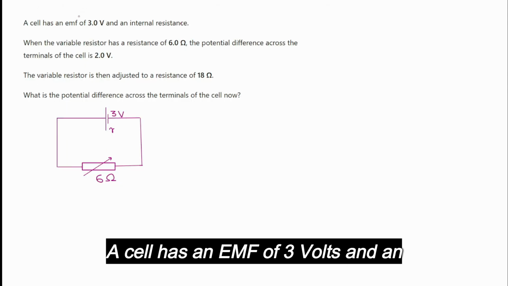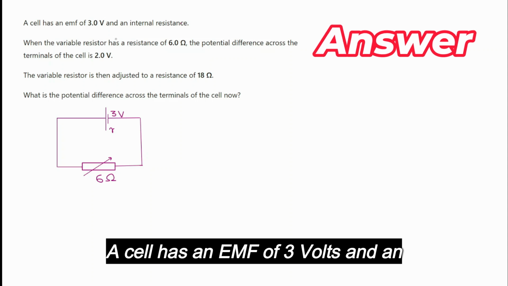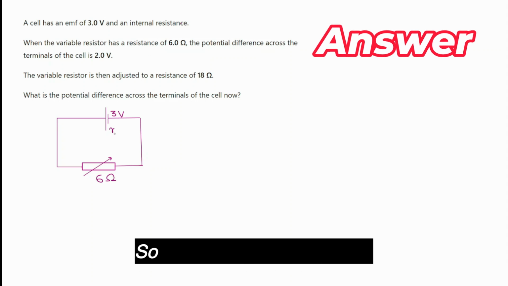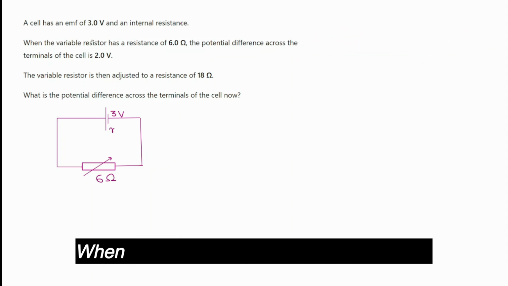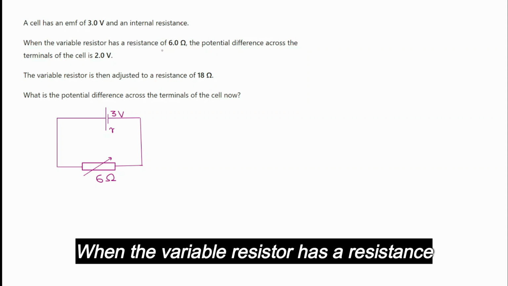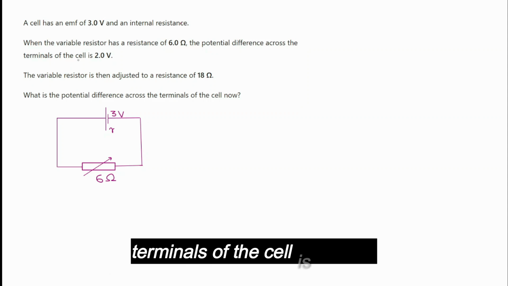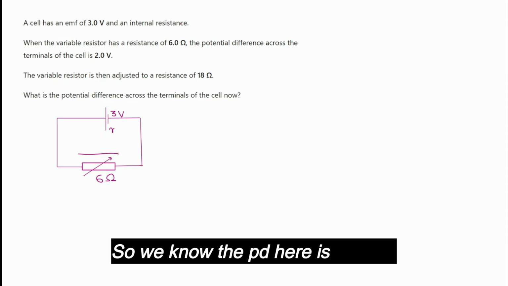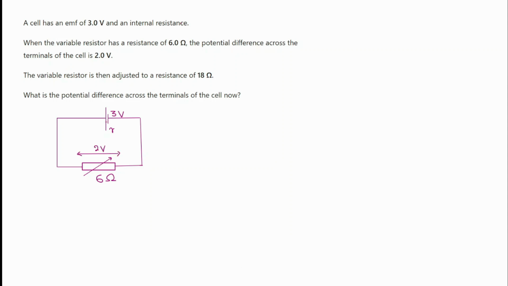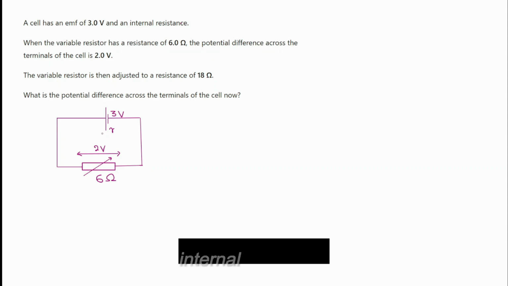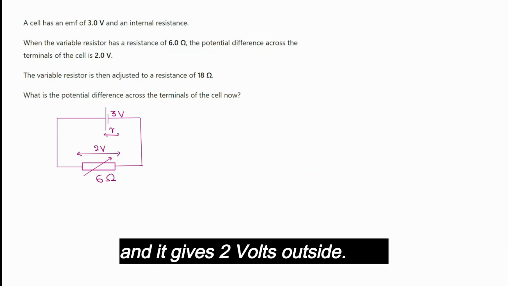A cell has an EMF of 3 volts and an internal resistance. So let's call this lowercase r. When the variable resistor has a resistance of 6 ohms here, the potential difference across the terminals of the cell is 2 volts. So we know the PD here is 2 volts. The power supply's internal resistance keeps 1 volt and it gives 2 volts outside.